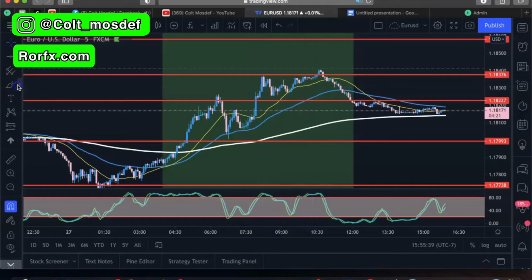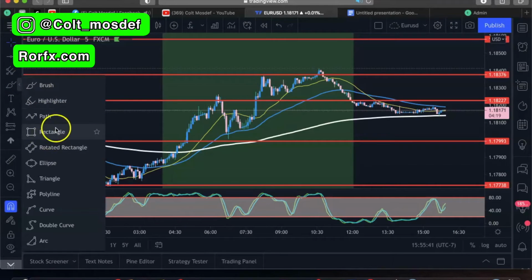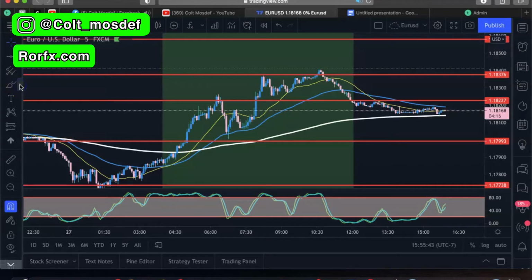You have your drawings right here. You can draw things on the chart, rectangles, circles. It's really just personal preference what you want to do.